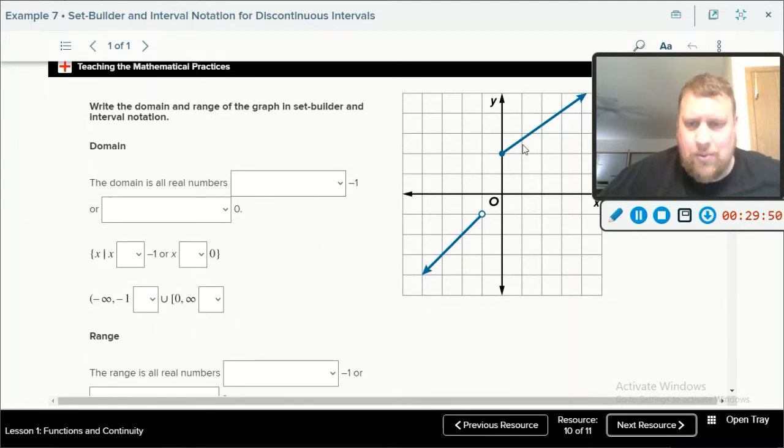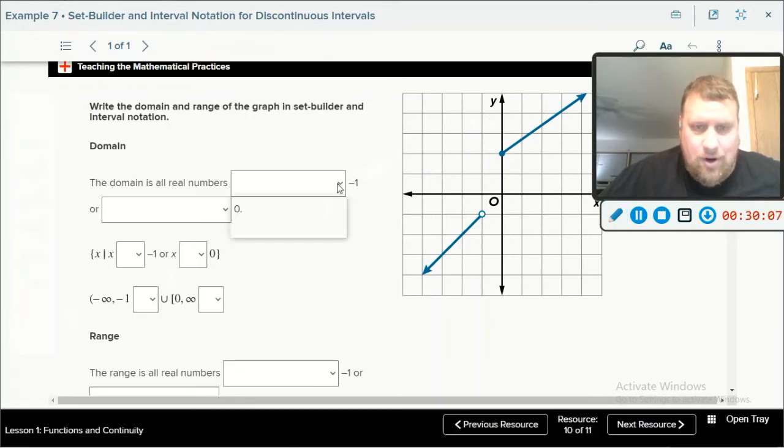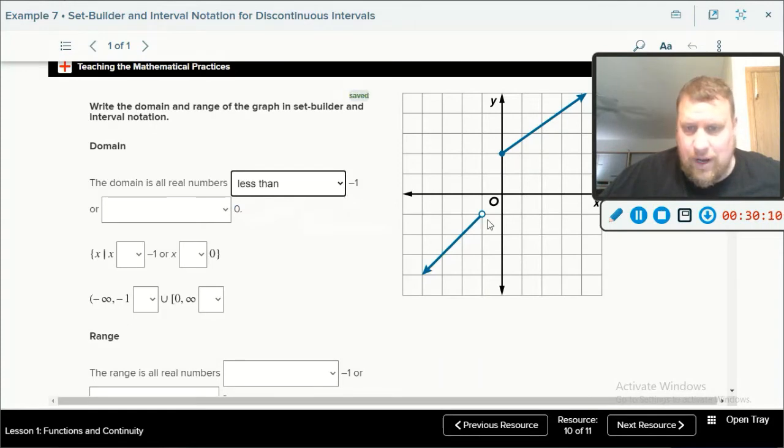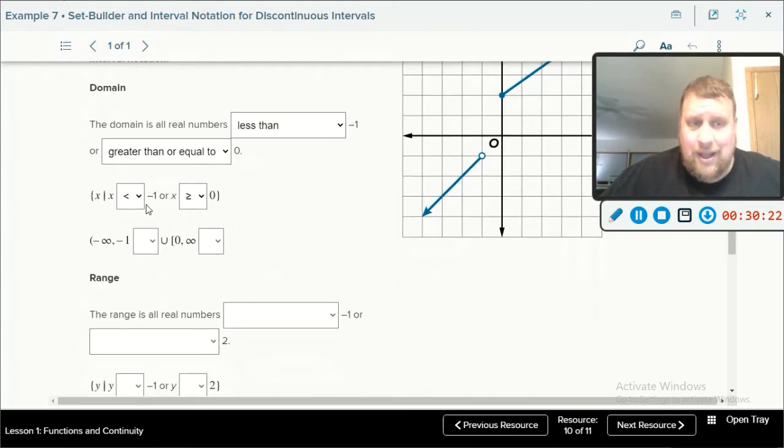So let's look at this. The domain right here, the x. Our x is less than -1, and our x is greater than or equal to 0. It doesn't include -1, and it's greater than or equal to 0. So that should be all x such that x is less than -1 and x is greater than or equal to 0. If it's less than -1, that should be an open bracket. If it goes from 0 up to positive infinity, remember infinity always has the open bracket, right?